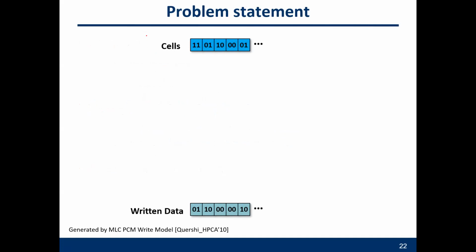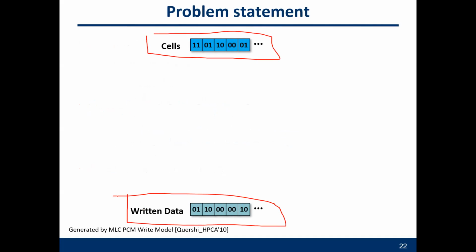So we have the PCM cell here. Each cell can record more than 1 bit, 2 bits in this example. And this is the data we want to write in the cell. Because of the reliability issue, the short endurance problem, we want to write less to each cell so that a cell can stand for a longer time. We need to avoid unnecessary writes to each cell.